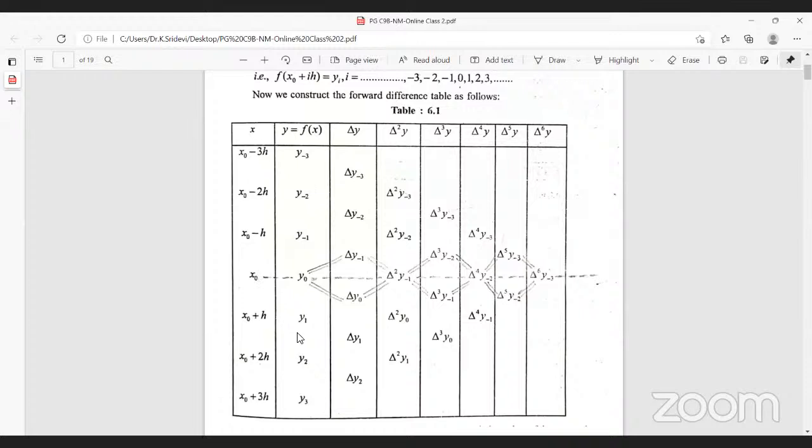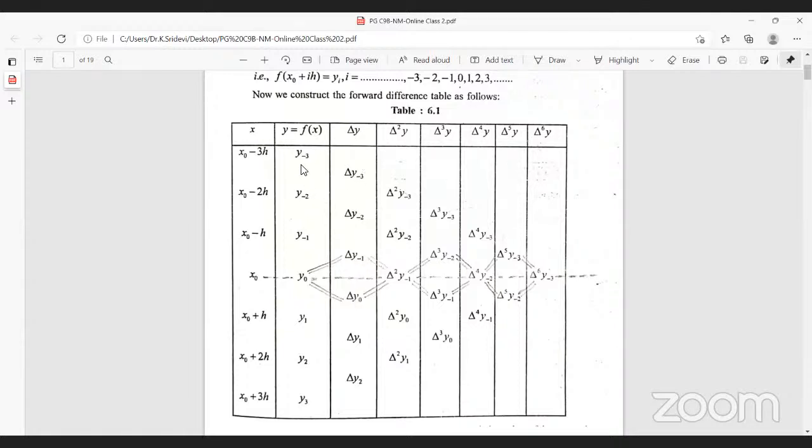The corresponding y values are the given values. y minus 3 for this value, y minus 2 for this value, y minus 1 for this value, y naught for this value, y1, y2, and y3 for the x naught plus 3h value. The first and second columns are the x values and y values, the given tabular values. According to these, we can find the forward differences, first order, second order, third order, and so on. The first order differences are in this column.